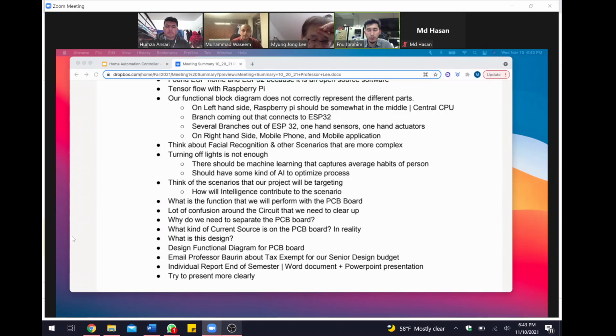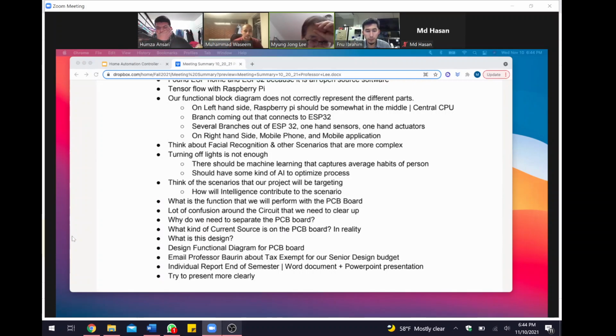And what is this thing, the kind of current source? What do you need? Now you have 2 volts. So 2 volts should be enough, I guess, right? There was a lot of confusion around the circuit. I think that's where the function will perform. Okay, we cleared that up.